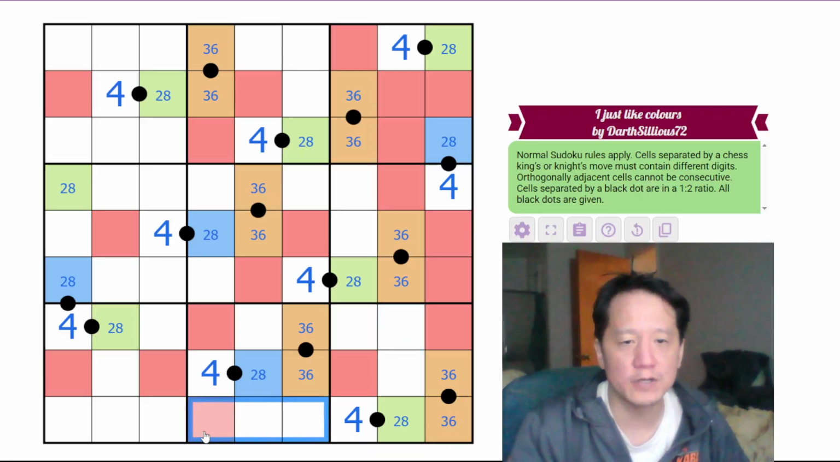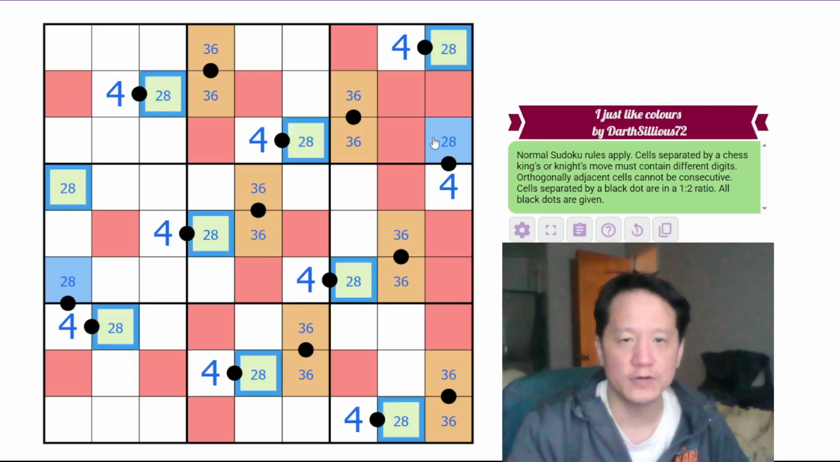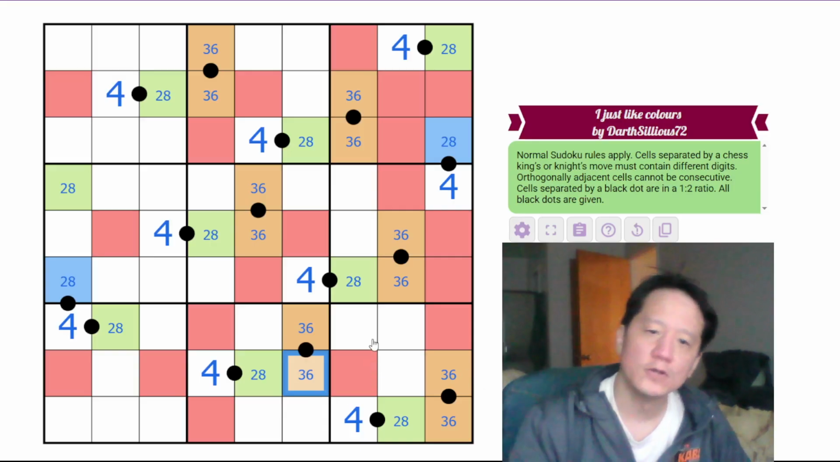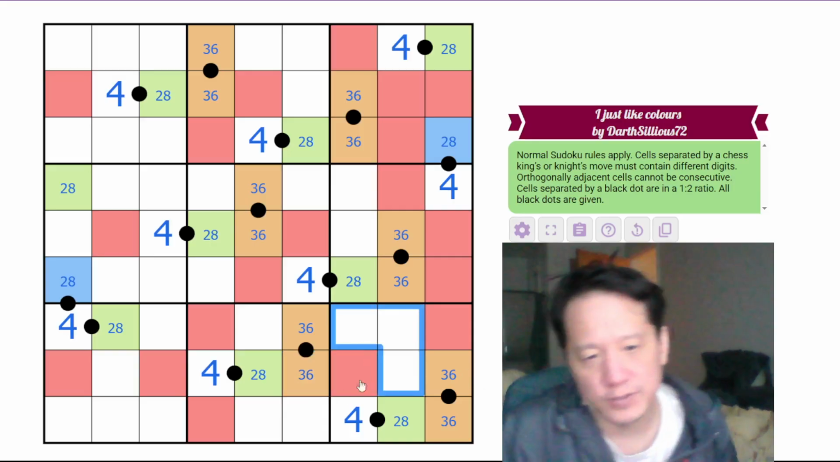Green can't be here, here, here, or here because of normal Sudoku, so this must be green here. Green can't be here or here, so this must be green here. So we have all the green ones. Do we have all the blue ones? Not necessarily. Blue can be any of these 3.